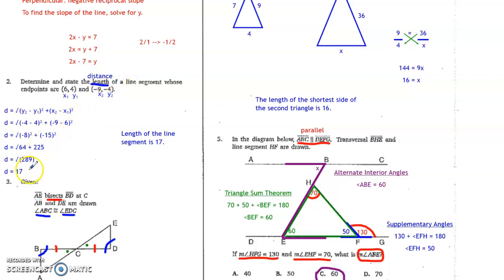For question number 2, it asks us the distance, which is the length, which is the distance formula. We use the distance formula, and it's a very straightforward formula. Yes, you should memorize this formula for the test. The length of the line segment is 17.